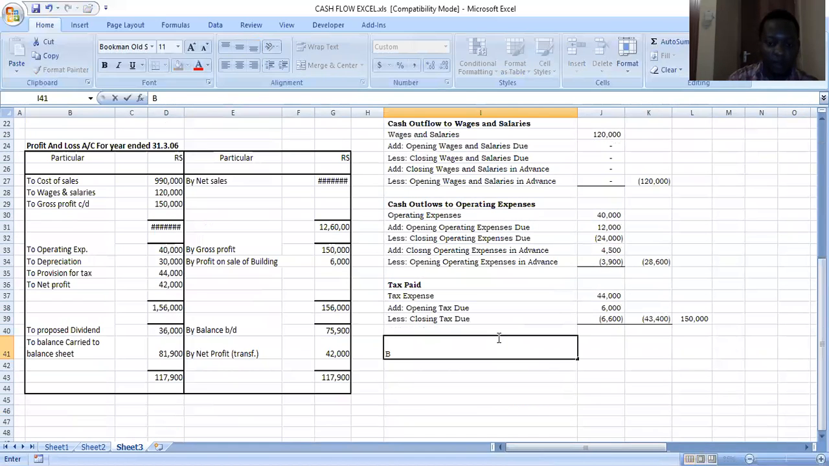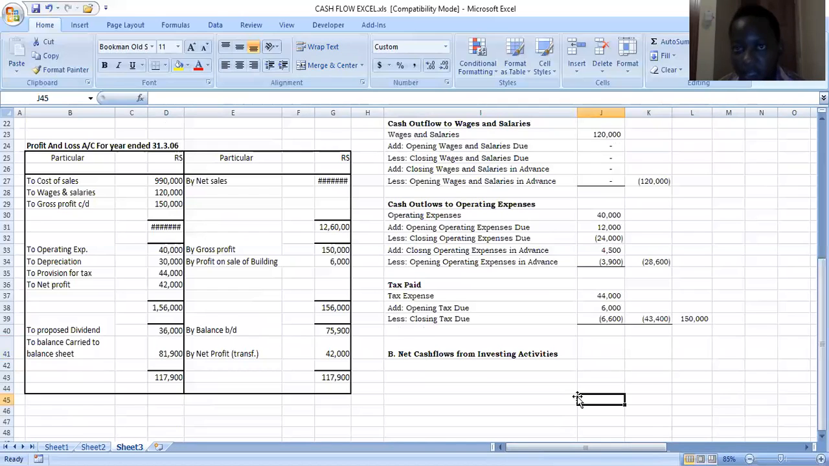So you can indicate it as B, that is net cash flows from investing activities. So investing activities involve a business's investment. When a business commits its funds in an investment, it's basically a commitment of funds with the hope of earning a return in the future.